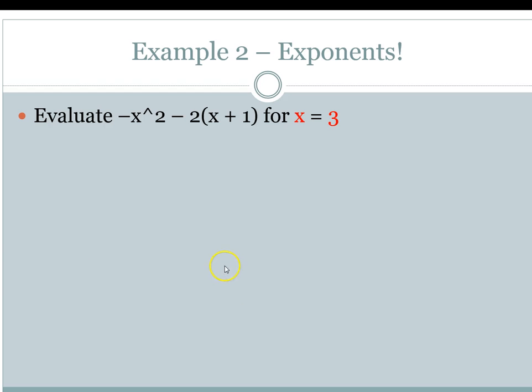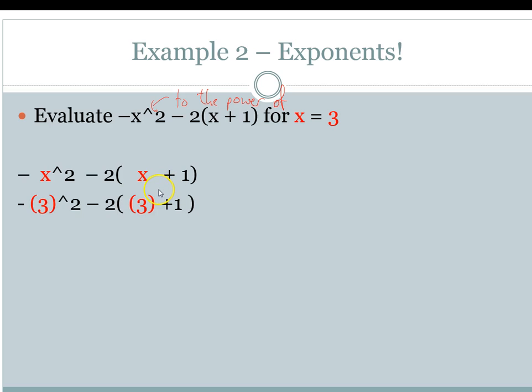Example 2, we're going to be adding exponents to the mix. So we're going to evaluate with exponents. Anytime you see this caret, that means literally to the power of. So this is -x to the power of 2 minus 2 times the quantity x plus 1, for x being 3. So first, write down your problem. You got x here and x here.